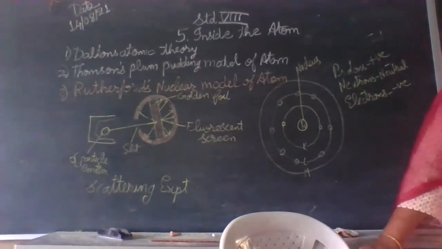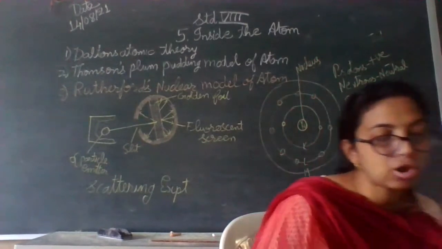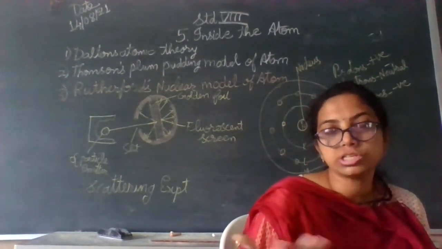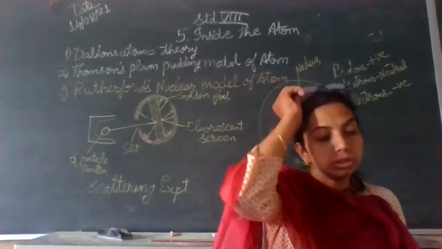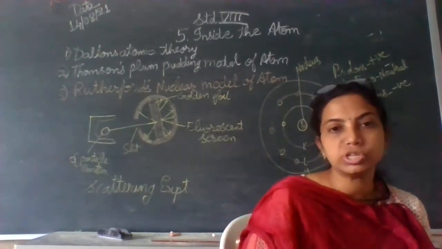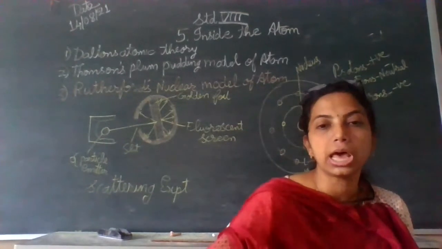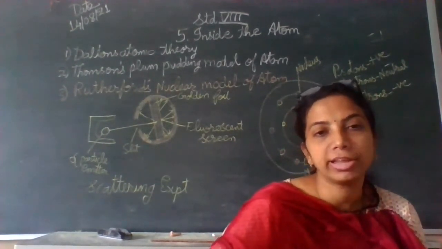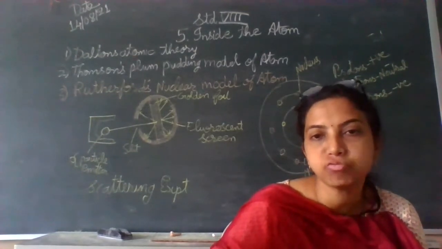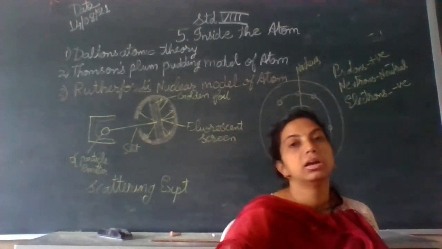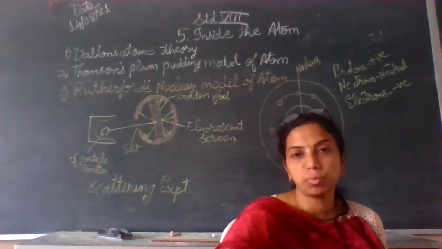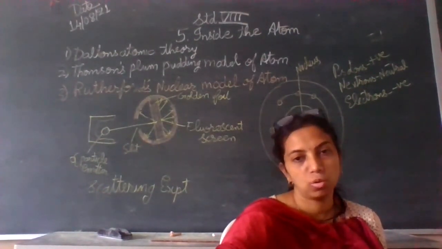Now, how to calculate the number of positive charges and negatively charged electrons in the atomic model, we shall learn in our next class. But before that, you should draw this scattering experiment diagram of Rutherford in your copy, and the atomic model given by Niels Bohr also.